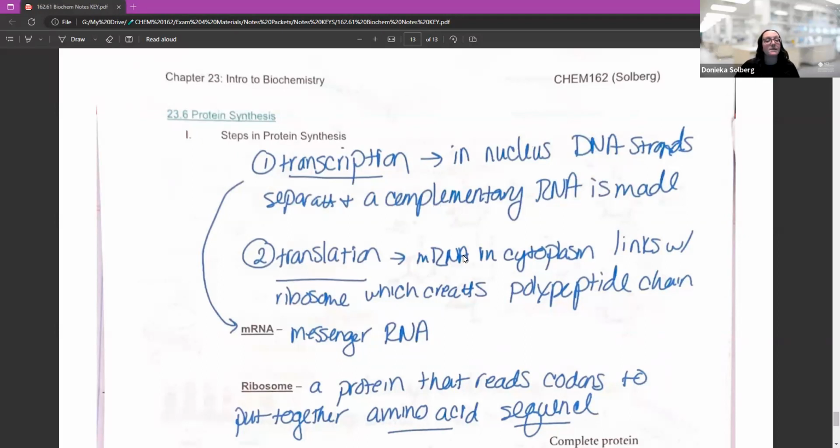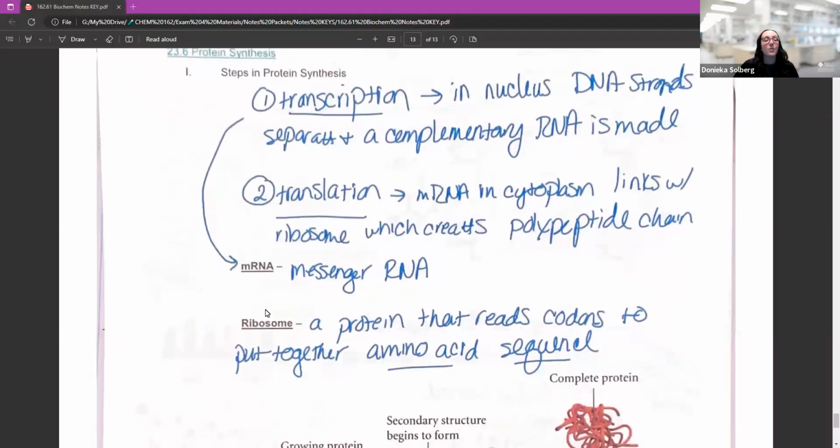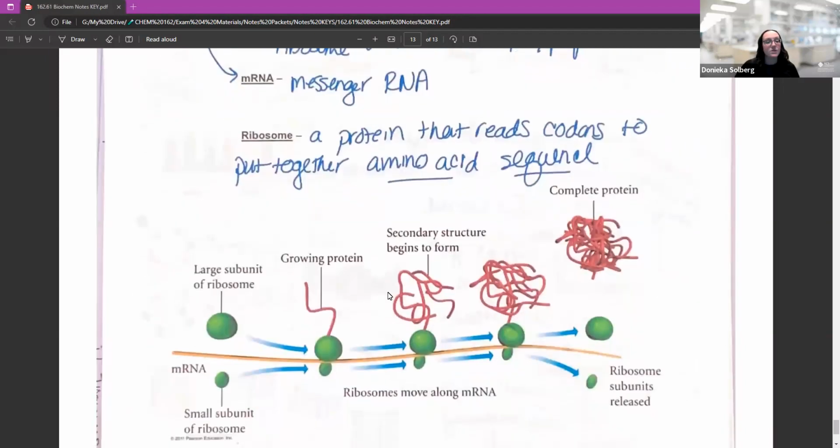And in the cytoplasm, mRNA, it's messenger RNA, a specific type of RNA, then links up with a ribosome, the thing that creates the protein, and we put together a peptide chain. So it reads the mRNA sequence, and it tells you what amino acids need to be bonded together to create this protein. And so that's transcription and translation. And I'll really get into biology here, but the ribosome is the thing that reads those codons and puts together the amino acid sequence. So this is what it looks like.